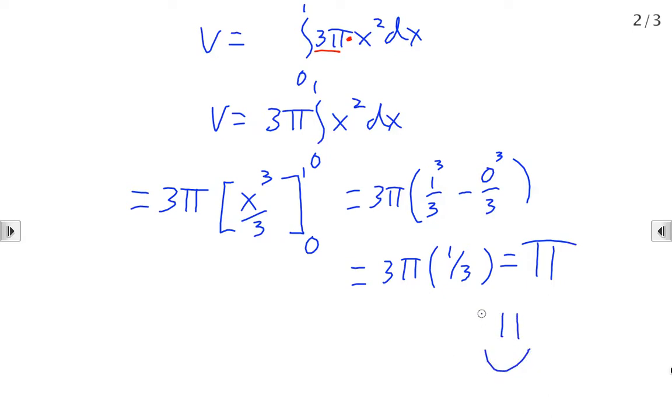Smiley face with hair, specifically a mohawk.